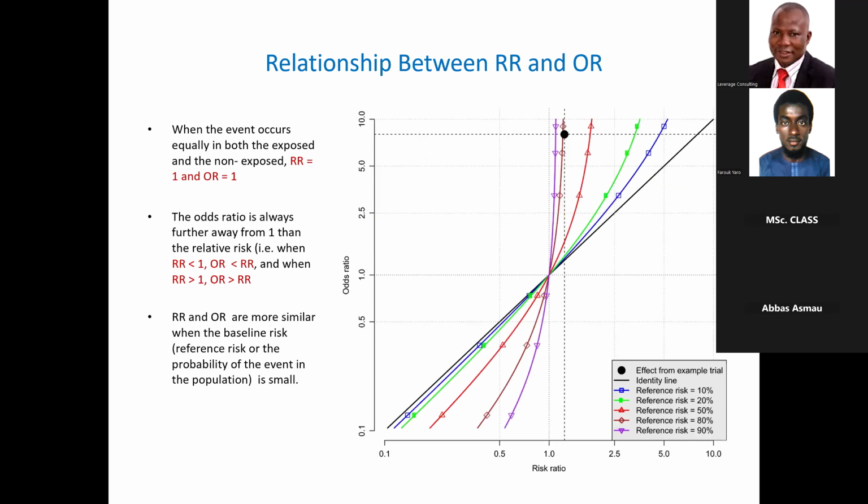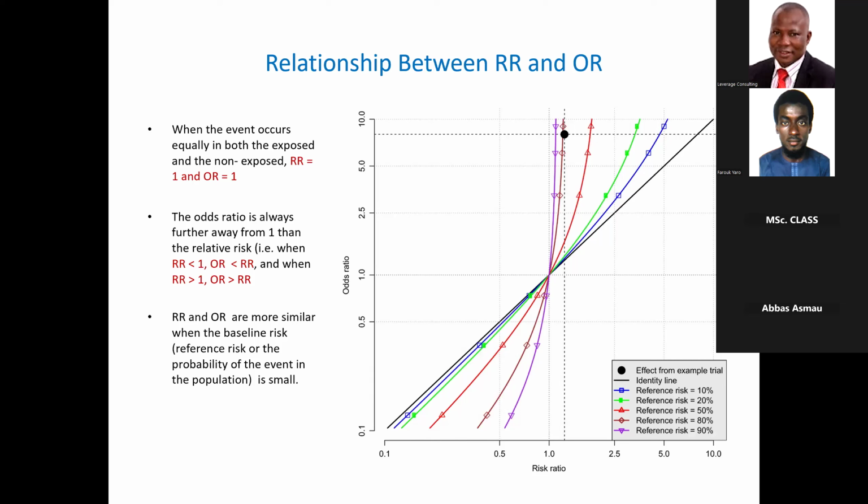That is, if the disease occurs equally among both the exposed and the non-exposed. In that situation, relative risk and odds ratio are the same. But the odds ratio is always further away from 1 than the relative risk, just like we demonstrated from the outset with the values of odds and risk.